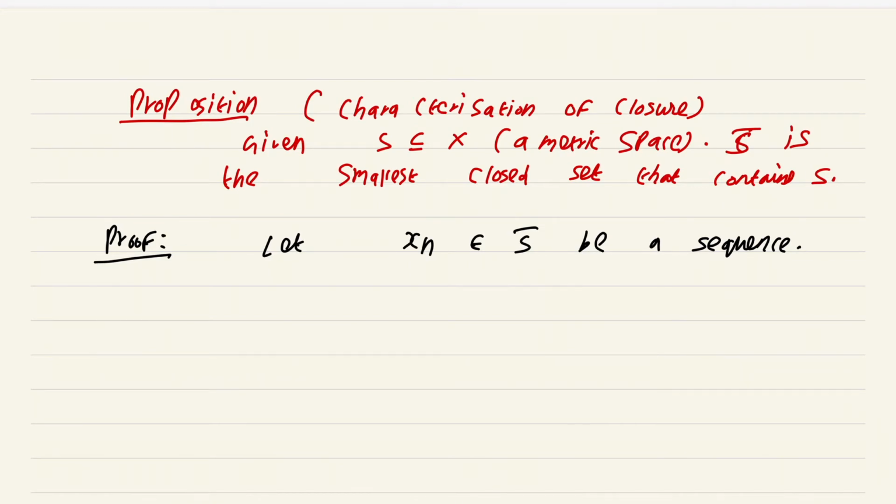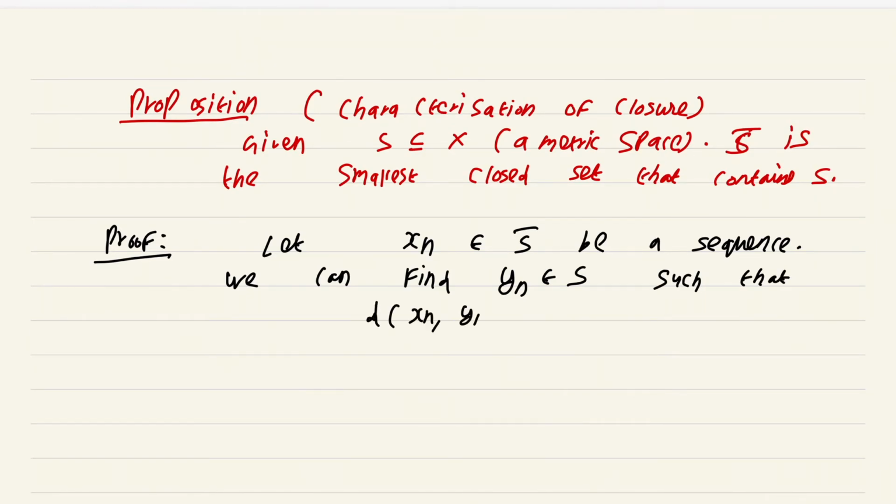Now, since x_n's are elements of the closure of S, we can find y_n in S such that d(x_n,y_n) is less than 1/n. We can do this because each x_n is an adherent point of S. Therefore, we can always do this.